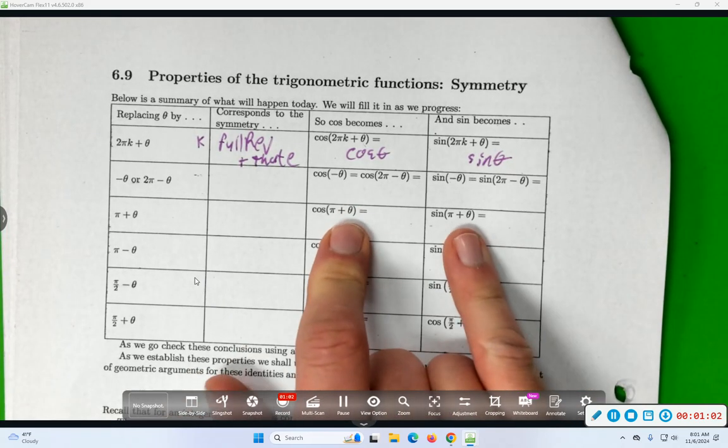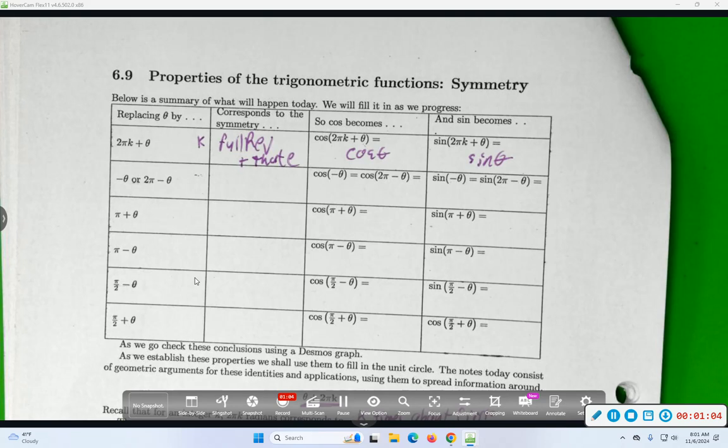When you add pi to an angle in radians, it behaves in a predictable way. When you subtract an angle from pi, same. And same with pi over 2's. And establishing each of those facts will be our goal today. So, let's go ahead and start.